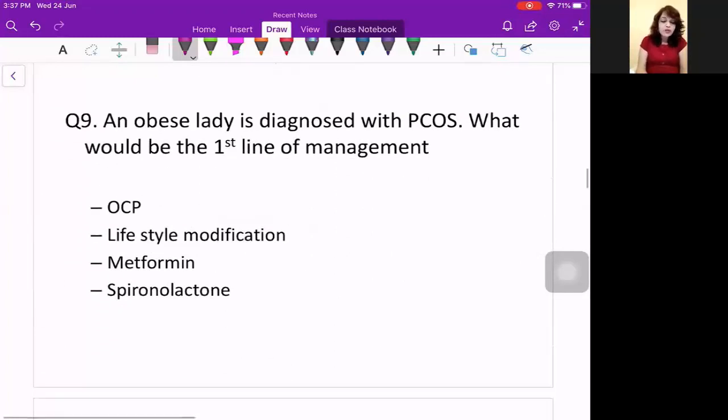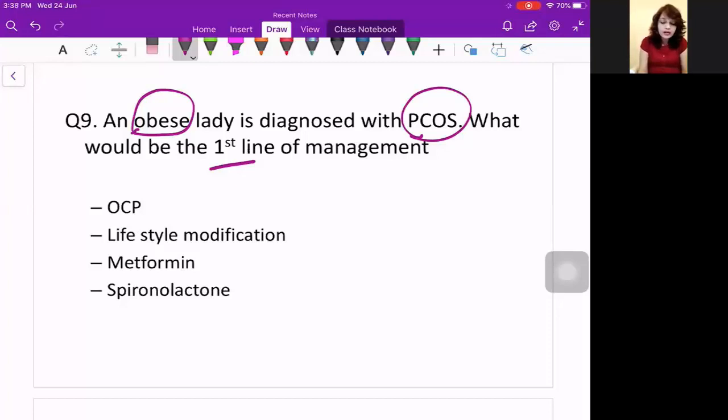Next, an obese lady is diagnosed with PCOS. What would be the first line of management? Obese, PCOS, first line of management. OCPs, lifestyle modification, metformin, spironolactone. Always, there are so many workshops going on about PCOS. So many articles are there. So many studies have been there.